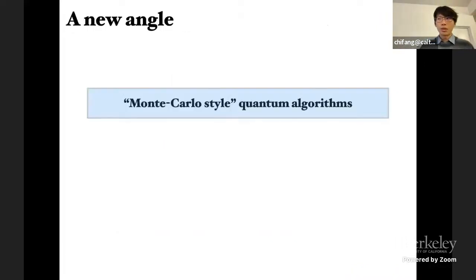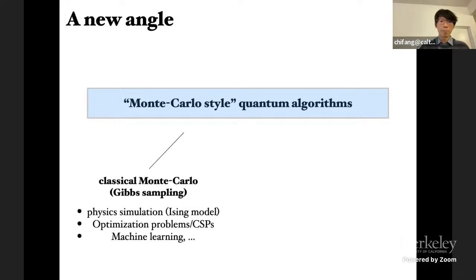So that's the motivation. And our goal for today is to provide a new angle on the state preparation problem by proposing a so-called Monte Carlo style quantum algorithms. Okay, what do we mean by that? It is a very close cousin of classical Monte Carlo methods or classical Gibbs sampling.